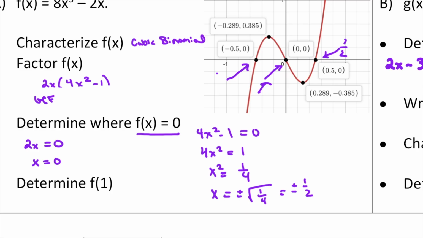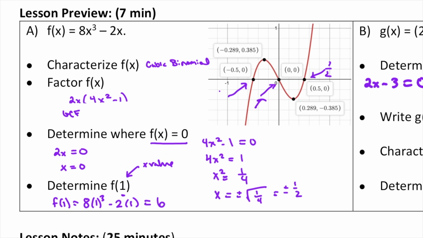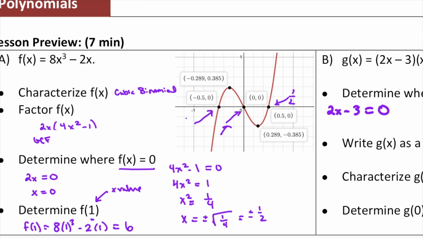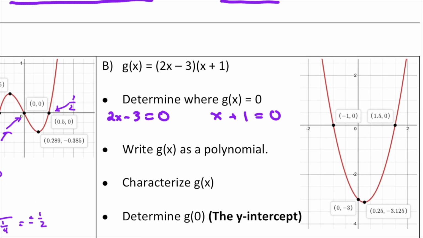For our last problem here, we're determining f at 1. Remember, f at 1 is your x value. And we're going to take 1 and substitute it into our function. f at 1 equals 8 times 1 cubed minus 2 times 1. Simplify, and you get 6. f at 1 is equal to 6. Check it out. If I substitute 1 into our equation, do we get 6?